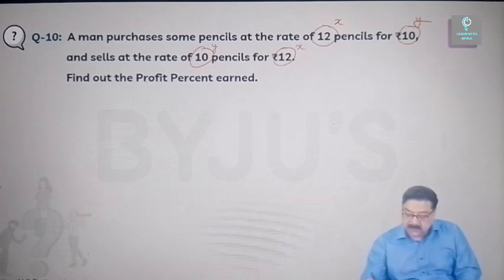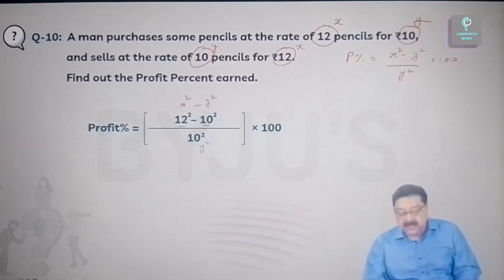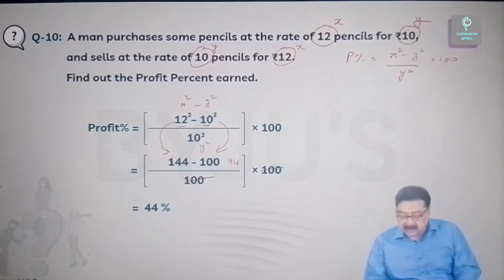So let us make use of the formula profit percent equals (X square minus Y square) by Y square into 100. So 12 square is X square, 10 square is Y square. We are taking the difference of these two and dividing by Y square. So 12 square is 144, 10 square is 100, which again 144 minus 100 will give us 44, and these two hundreds will cancel. So 44% is the answer. Directly you can get it.